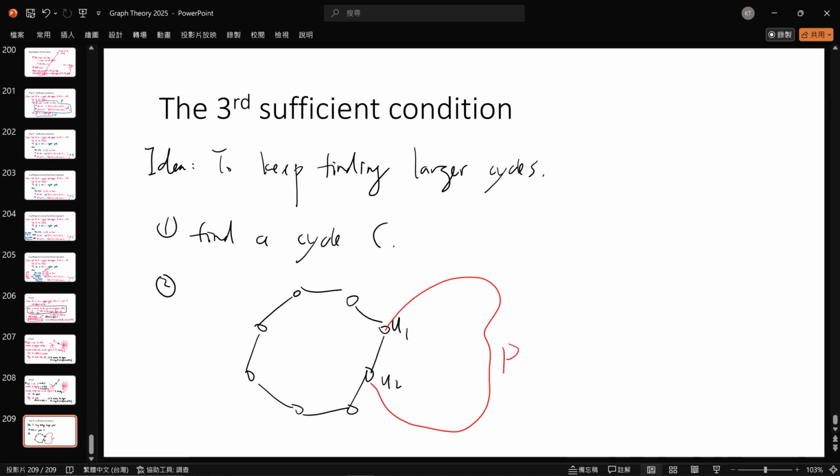So given a cycle, how to find such a pair of vertices? Such that, first of all, these two vertices are adjacent, and there's a path that connects these two vertices without using any edges or vertices on the cycle. So how to find such a pair of vertices?